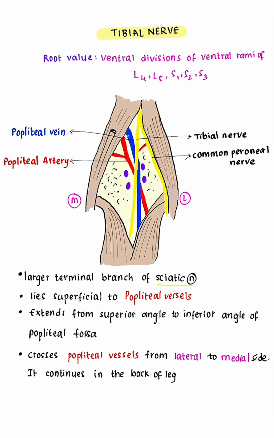You can see in the upper part, tibial nerve is lying lateral to popliteal vessels, whereas in the lower part, tibial nerve lies medial to popliteal vessels. Tibial nerve crosses the popliteal vessels from lateral to medial side. It continues in the back of leg.